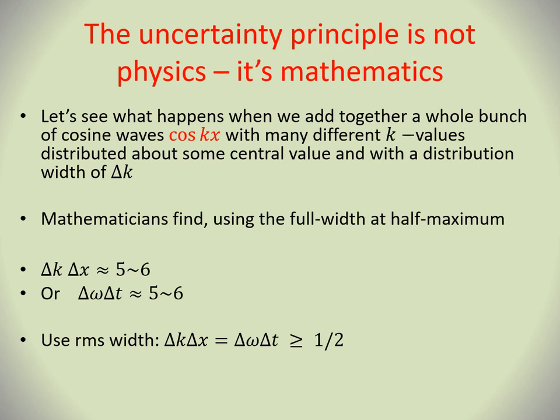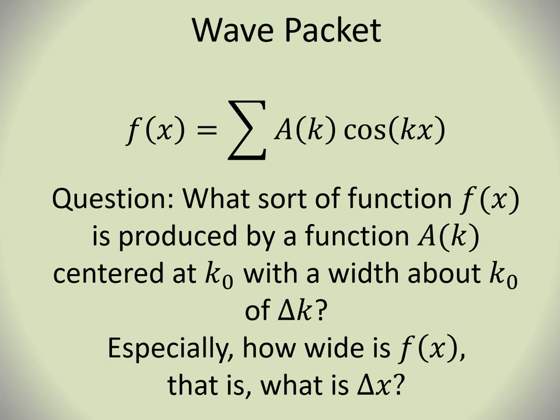Mathematicians find, using the definition of the full width at half maximum, where you take a hill and go halfway up the hill and ask how wide the hill is, by that definition, the width of the k distribution and the width of the delta x distribution are somewhere around 5 or 6. Or if you do it with time, using omega and t, then the width of the spectrum in omega times the width of the wave packet that gets made by this distribution has to be about 5 or 6. If the RMS width is used, then instead of 5 or 6, the constant is 1/2, which is what's usually used in quantum mechanics.